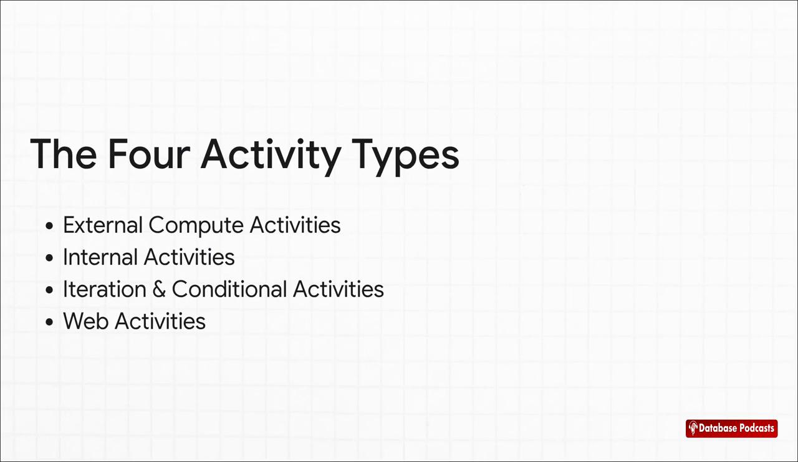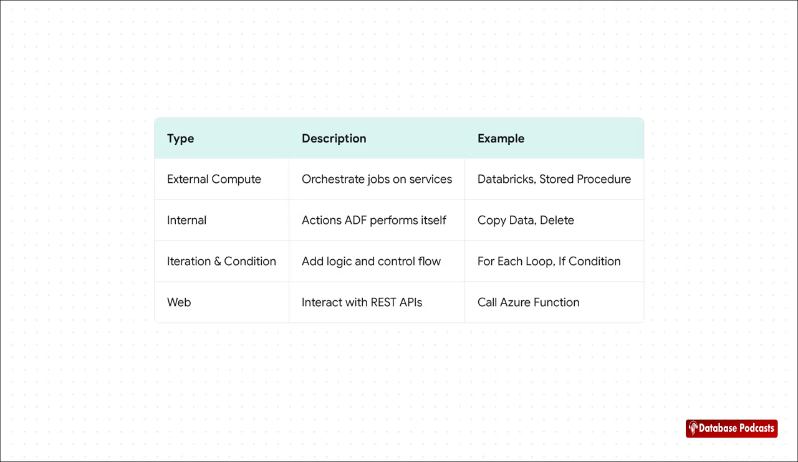You've got external compute, which is all about telling other Azure services what to do. Then internal activities, this is the stuff ADF does all by itself. Next up, iteration and conditional activities. This is where you add the brains and the logic. And finally, web activities, for talking to pretty much any REST API out there. Let's break this down a bit more.